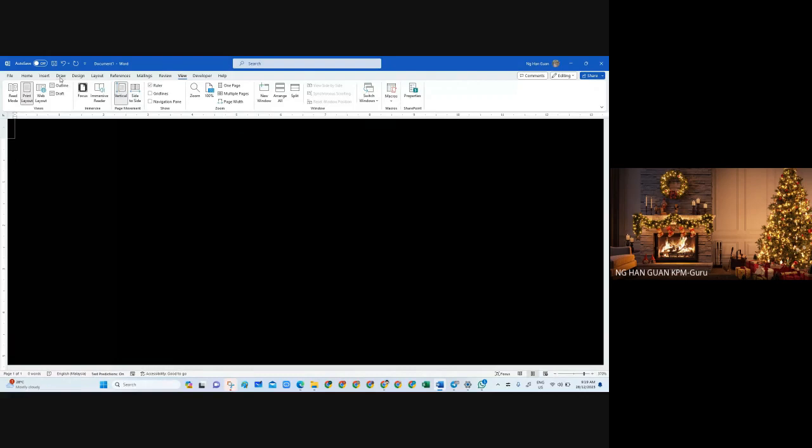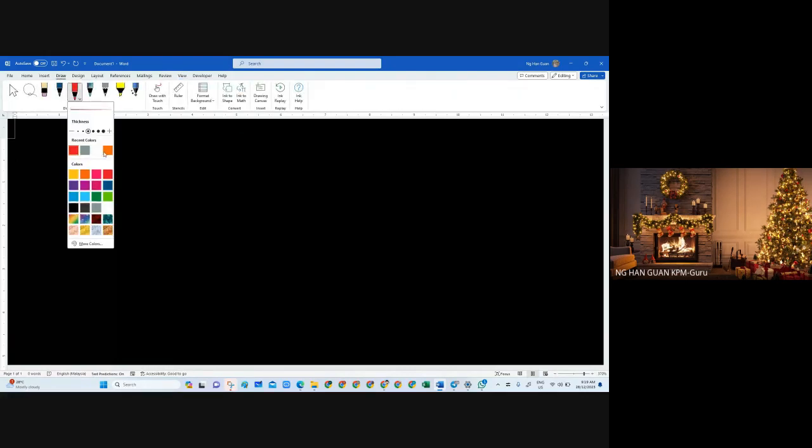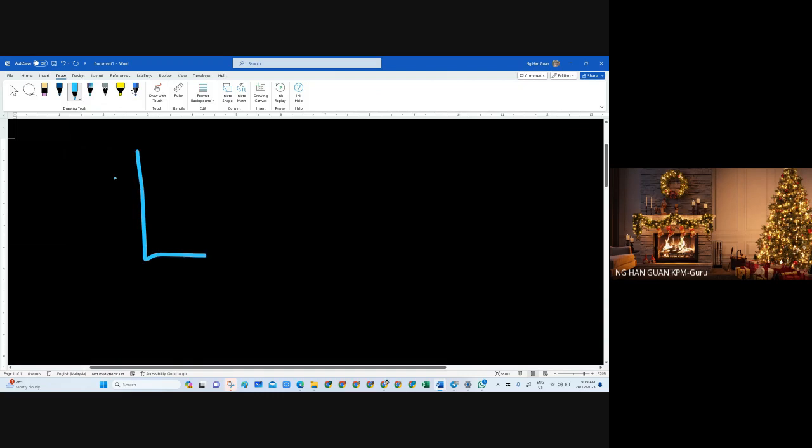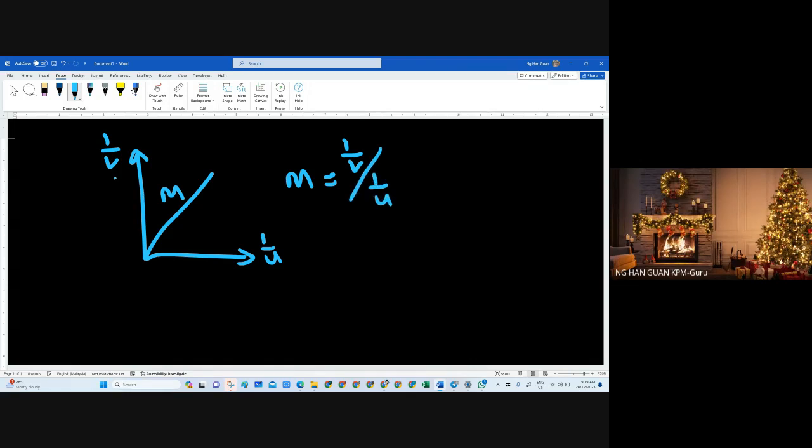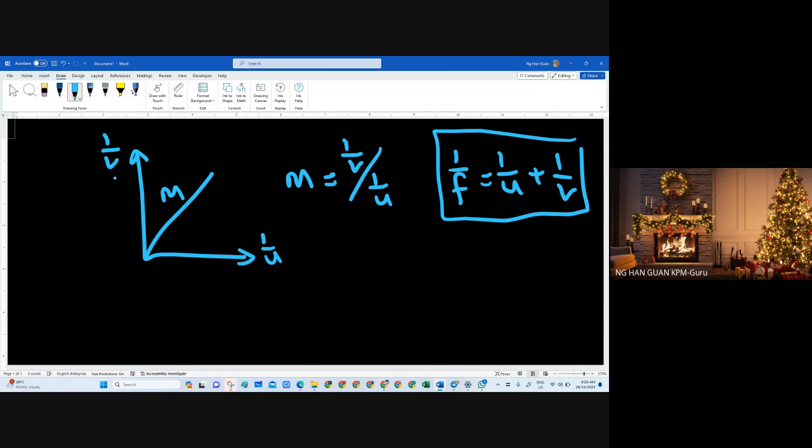So from the experiment just now, we will plot the graph, 1 over V against 1 over U. The graph will be directly proportional. So the gradient of the graph is 1 over V divided by 1 over U. So comparing to the lens equation, 1 over F equals 1 over U plus 1 over V, how do we relate these equations with the gradient of the graph to find F?